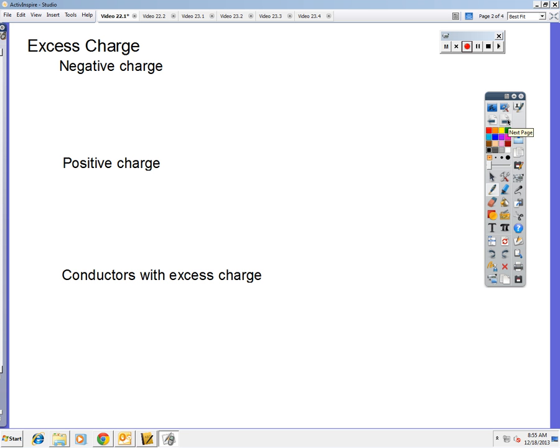Now, when you have negative charge, that means you have a few excess electrons, and a positive charge, you have a deficiency in electrons, rather than you've added more protons.